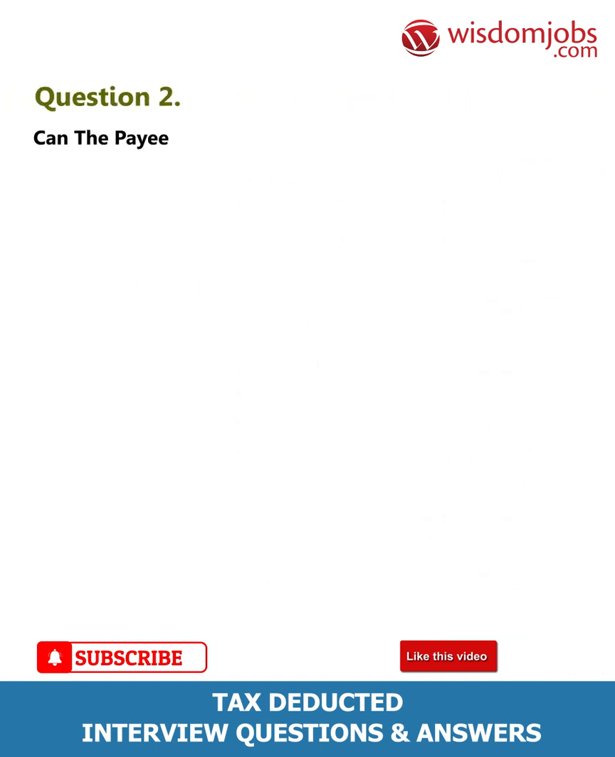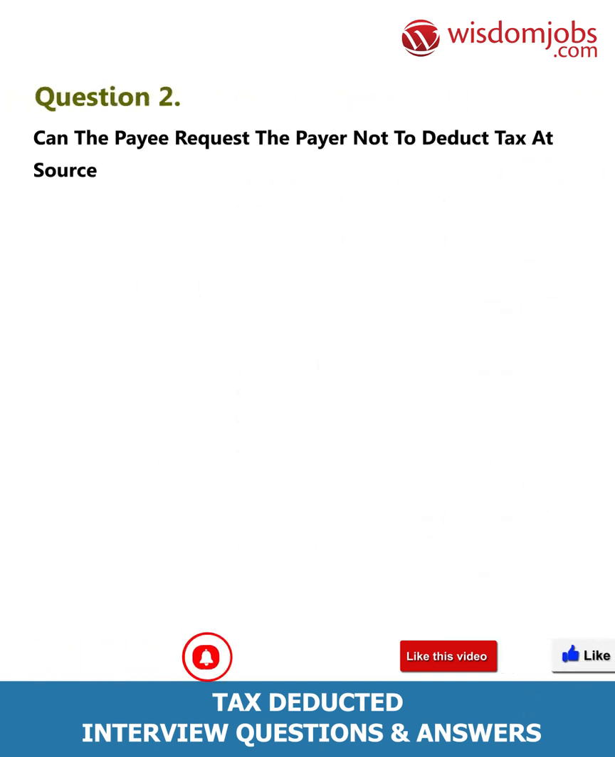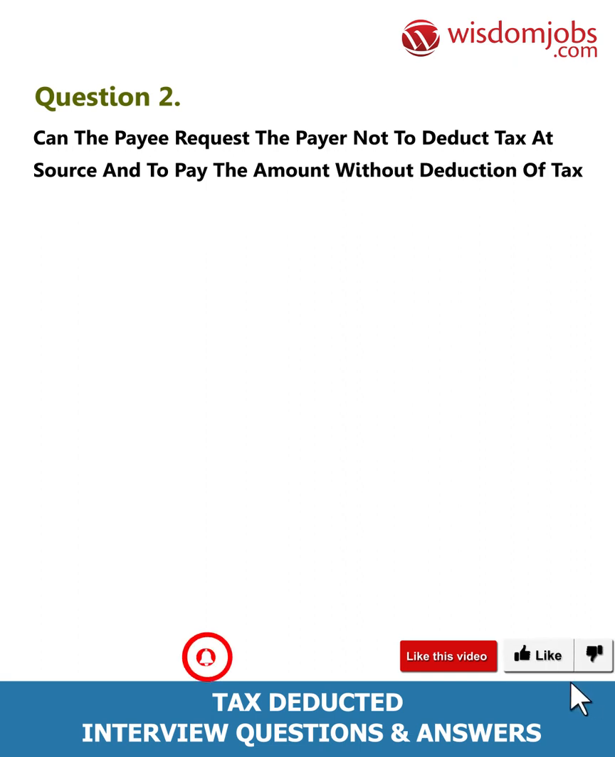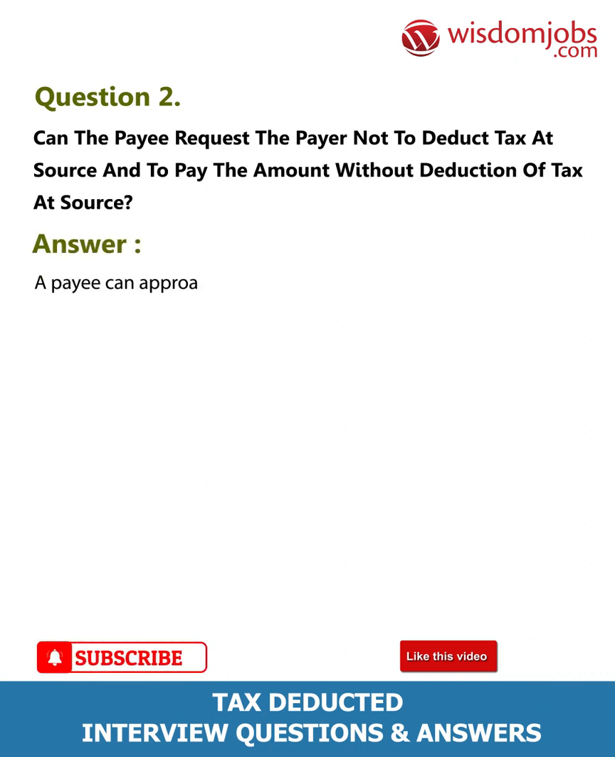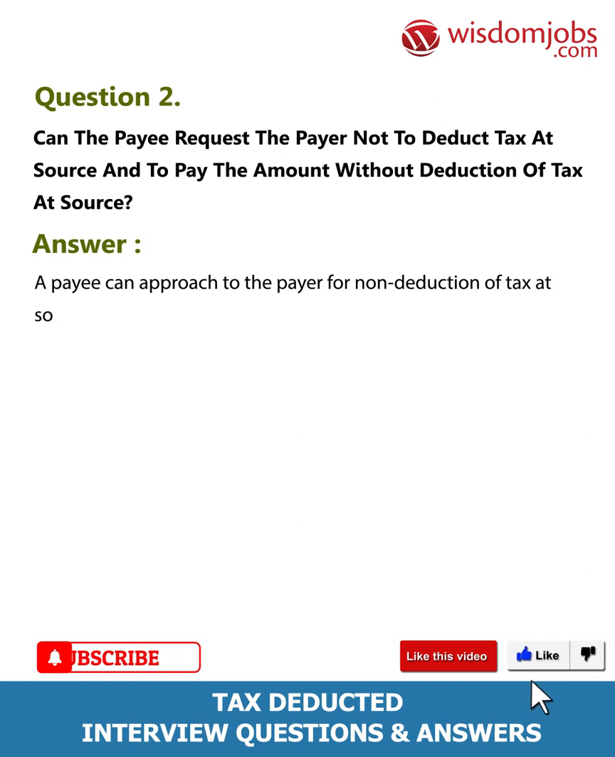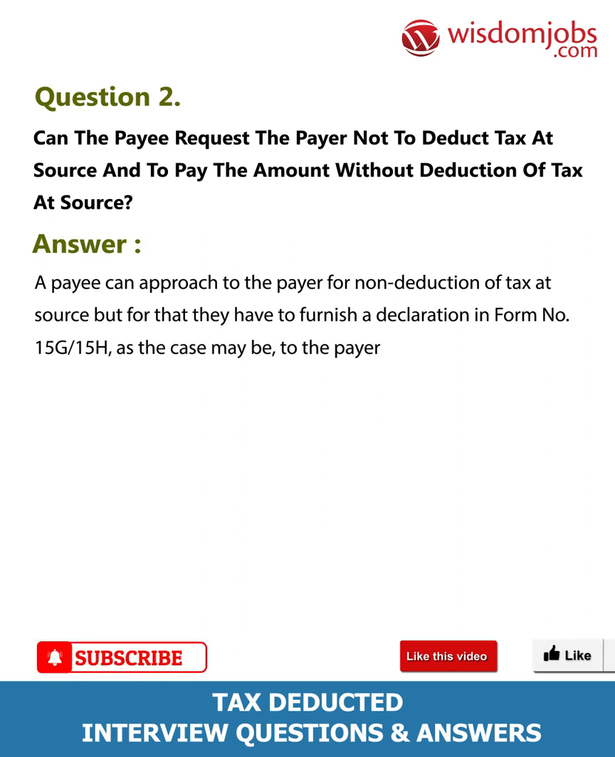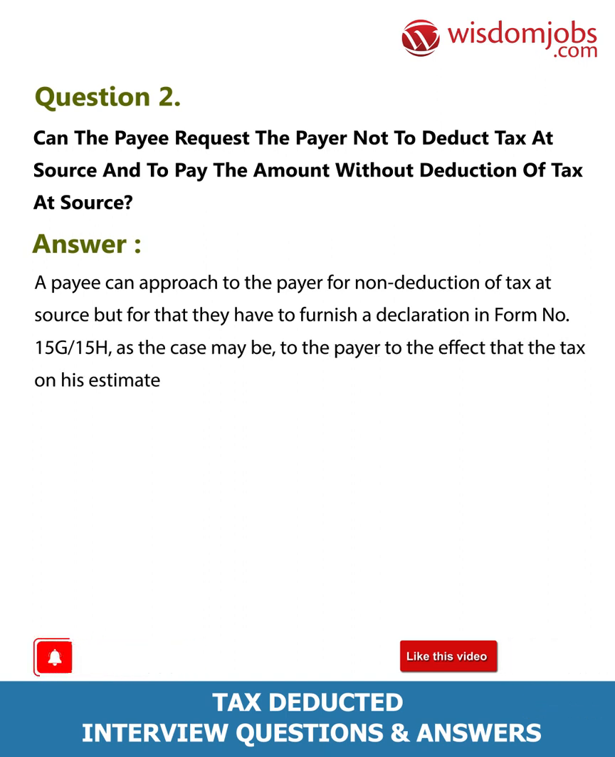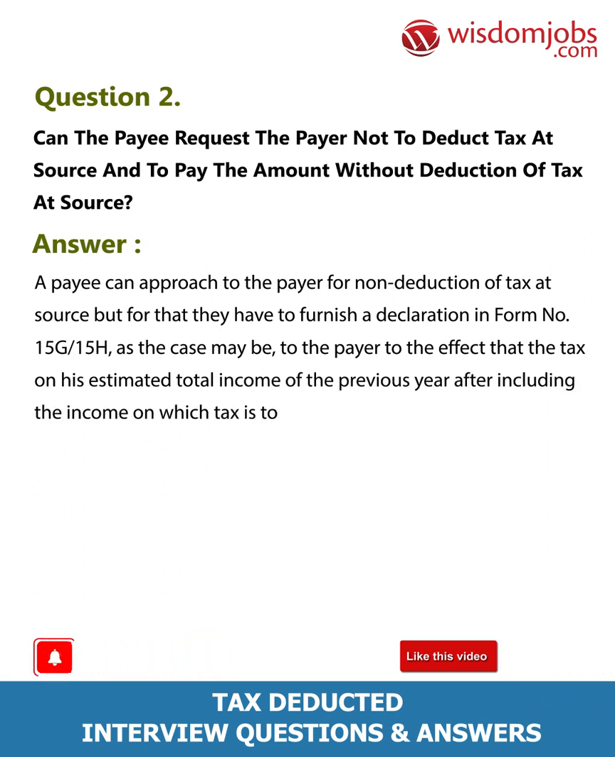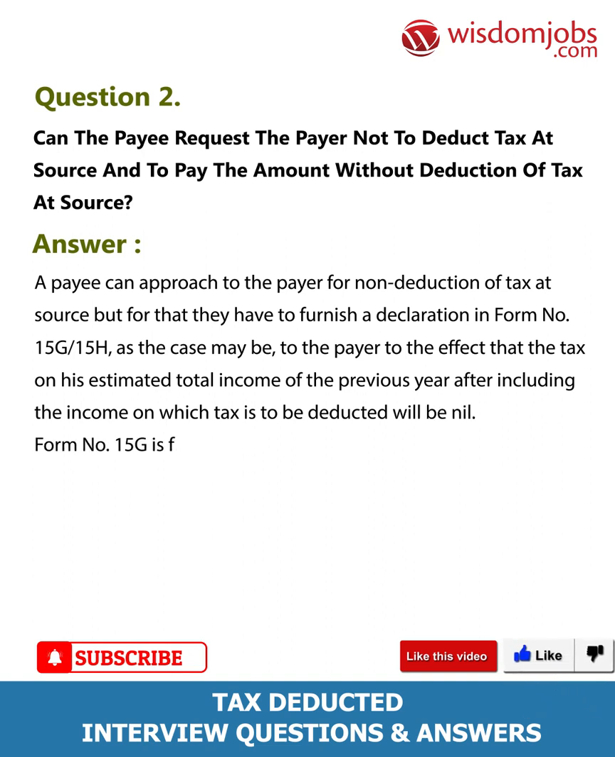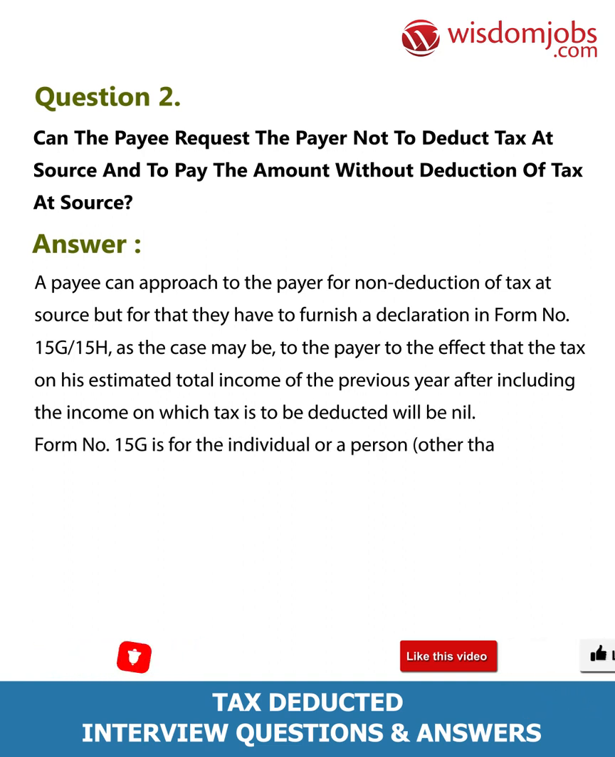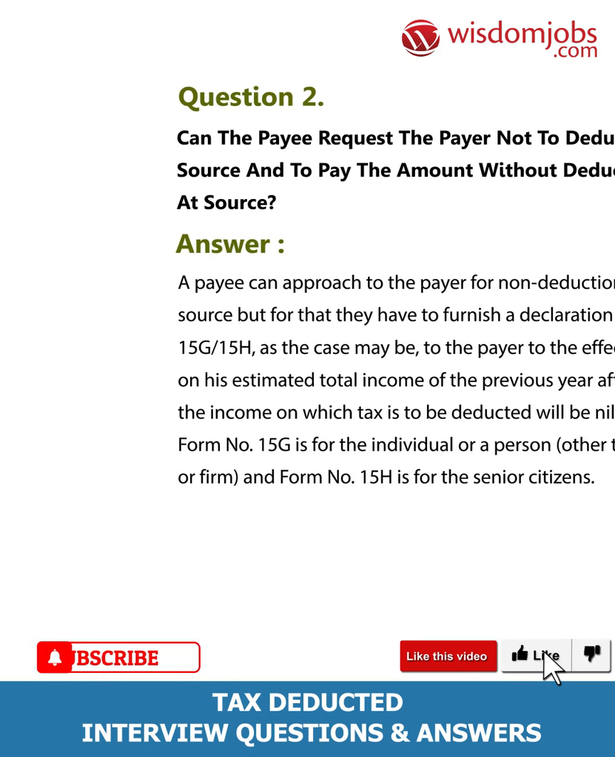Question 2. Can the payee request the payer not to deduct tax at source and to pay the amount without deduction of tax at source? Answer. A payee can approach the payer for non-deduction of tax at source, but for that they have to furnish a declaration in Form number 15G/15H, as the case may be, to the payer to the effect that the tax on his estimated total income of the previous year after including the income on which tax is to be deducted will be nil. Form number 15G is for an individual or a person other than a company or firm, and Form number 15H is for senior citizens.